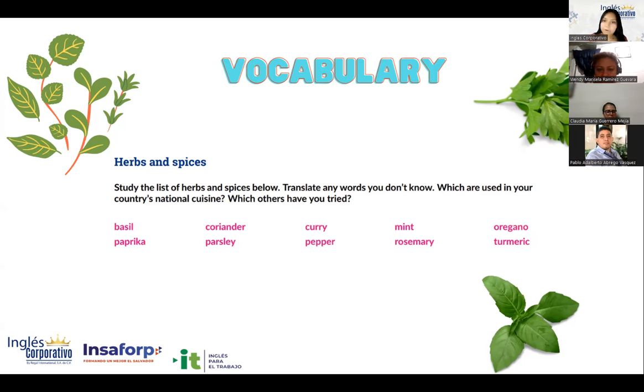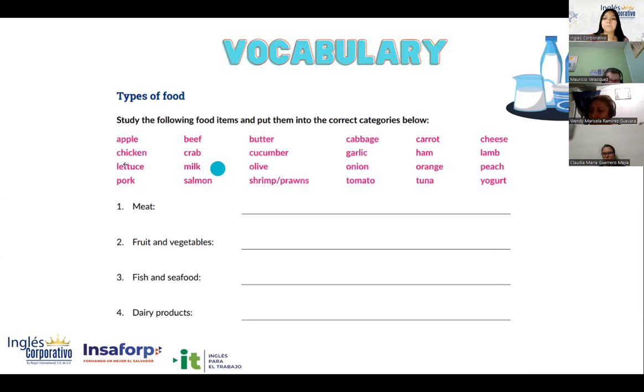Very important whenever you are cooking. We use pepper, right? We use a lot, I think, of pepper. Sometimes mint could be. Rosemary as well. Basil as well. Basil is really common whenever sometimes you are cooking eggs, right? Okay, guys, let's move.